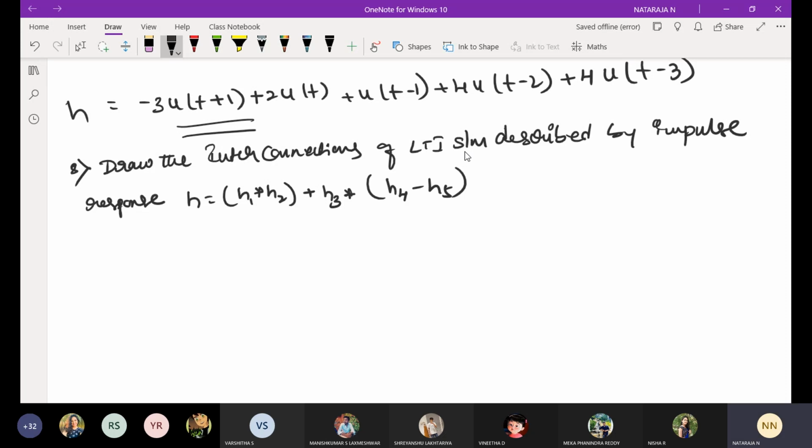Here, they have given an equation, and you have to write a block diagram for this. Then one more, the ninth one. They had given an impulse response. Same question: h1 minus h2 convolved with h3 minus h4 convolved with h5. You have to write block diagrams. Draw the interconnections of LTI system described by the impulse response h equal to so and so. For these two, you have to write a block diagram.